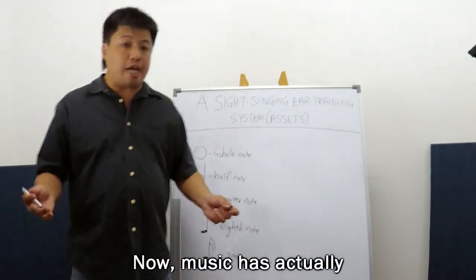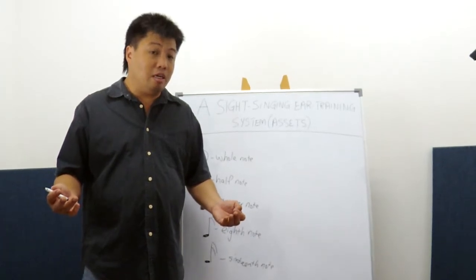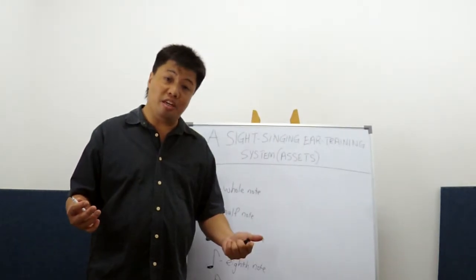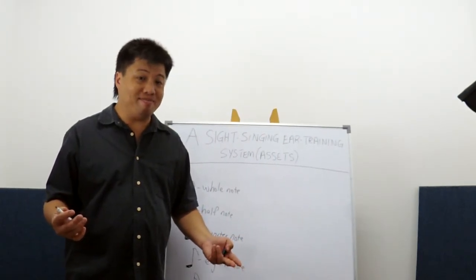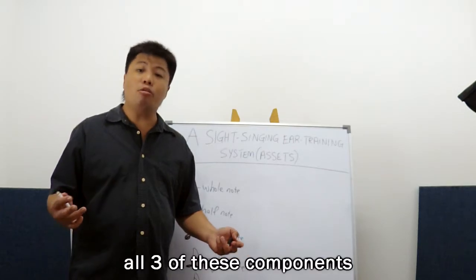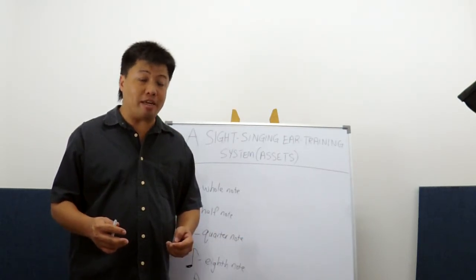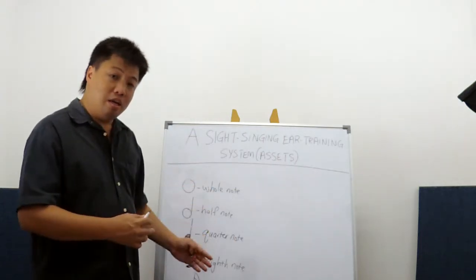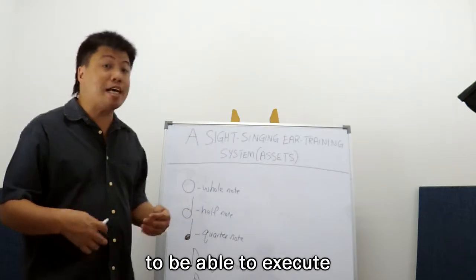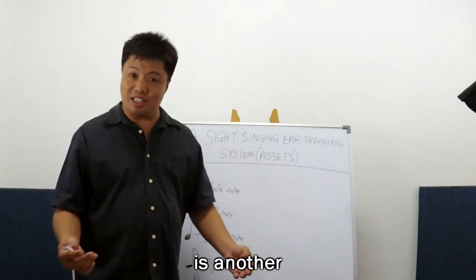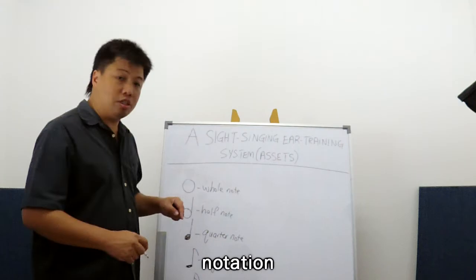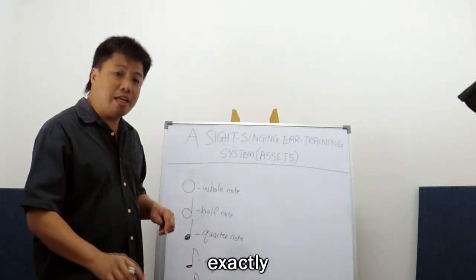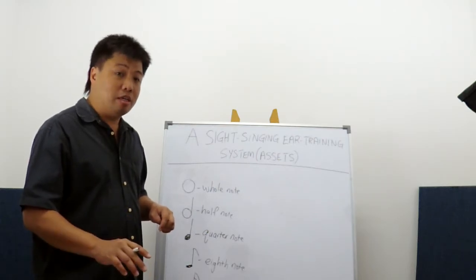Now, music has actually 3 components. Music is made up of rhythm, of harmony, and of course the melody. When we hear a pop song, all three of these components actually come into play. However, to be able to know is one thing. To be able to execute accurately is another. When we read notation, we must also be able to play it exactly at the right time, not at your own whim and fancy.